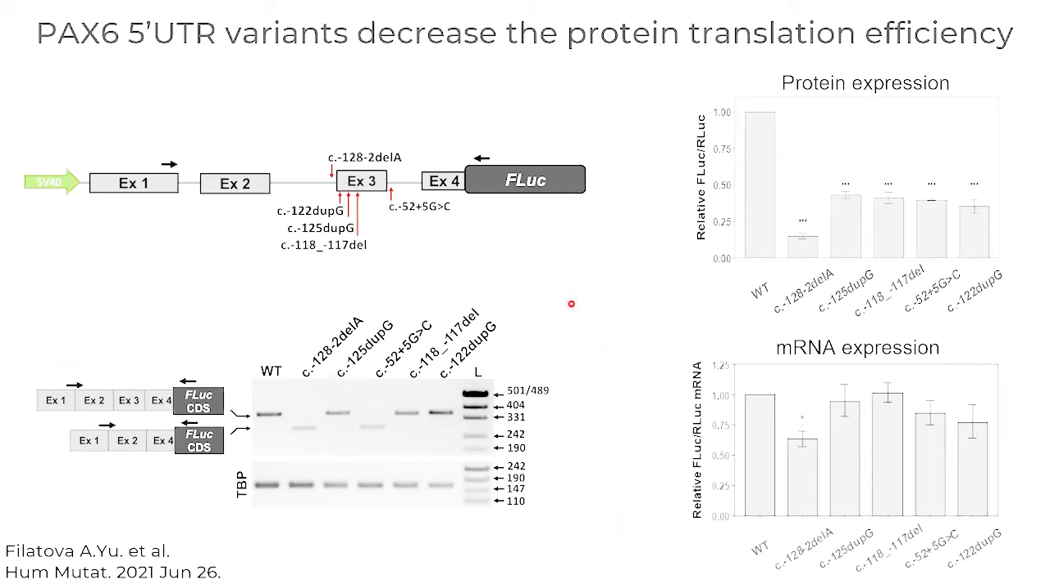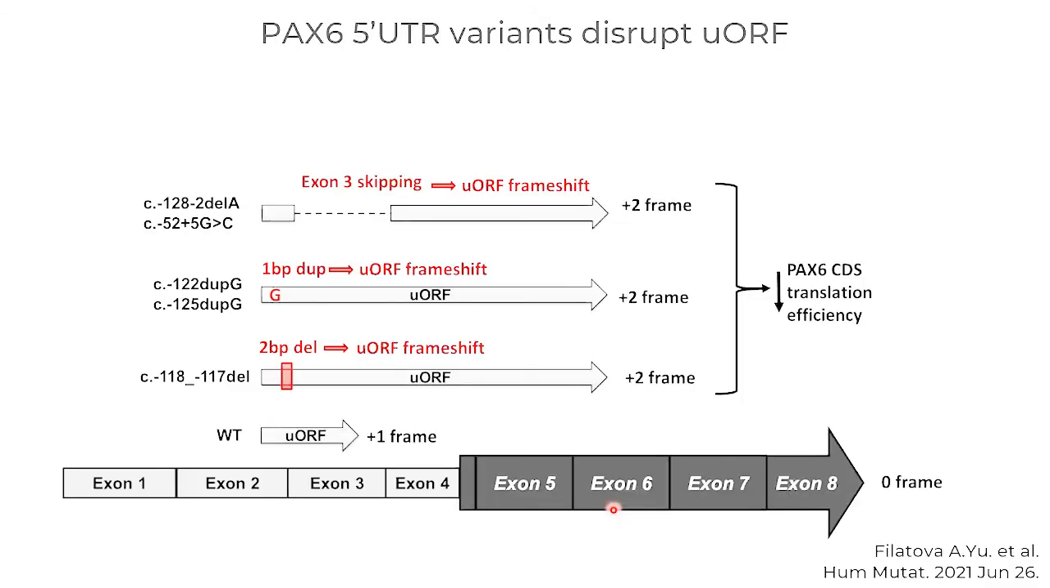RT-PCR of transfected cells showed that 2 intronic variants led to an exon 3 skipping, while 3 exonic variants did not affect splicing. Analysis of protein and mRNA expression showed that all variants lead to a depletion of protein level, while mRNA expression level was not significantly reduced. So we conclude that studied variants decrease the protein translation efficiency.